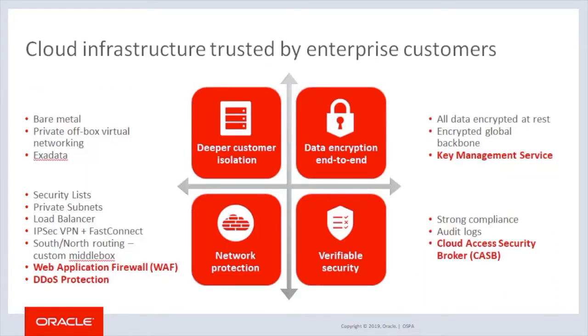Oracle Cloud Services make security a top priority. Security is broken down into 4 areas. Number 1, deeper customer isolation to prevent customer peering or accidental data sharing. Number 2, data encryption end-to-end, so data cannot be viewed by non-authorized users. Number 3, network protection to prevent access to applications and data. Number 4, verifiable security for full accountability of access to any resource to comply with regulations and for forensic analysis.